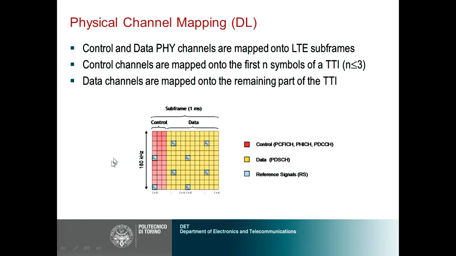The remaining OFDM symbols during the rest of the subframe are reserved for data. So this broadly is the structure of every subframe. Three OFDM symbols for the control spread over different subcarriers, and all the rest of the OFDM symbols used for data spread over the subframe.